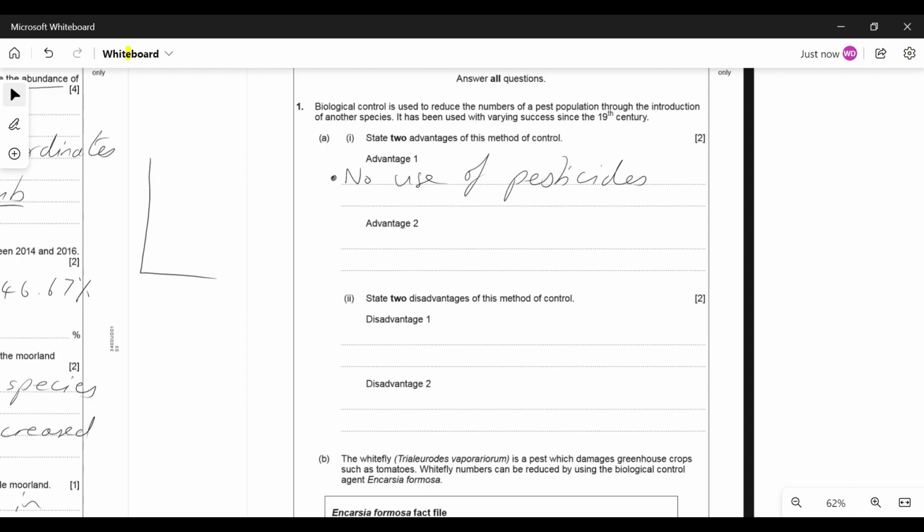For this same marking point, you could have said no pollution, no damage to the environment, no poisoning, no use of chemicals, no use of pesticides, no bioaccumulation. Another advantage you could put down is that biological control is specific, or it only targets pests, or it does not kill other organisms or other insects or non-target organisms. Another advantage is there is no resistance that could occur to the biological control. It only needs to be introduced once.